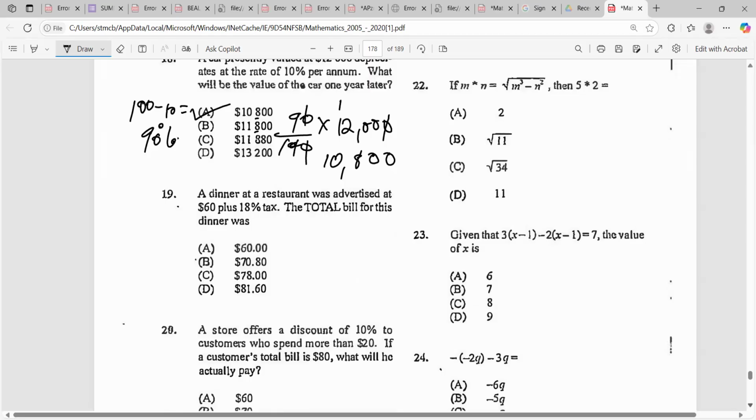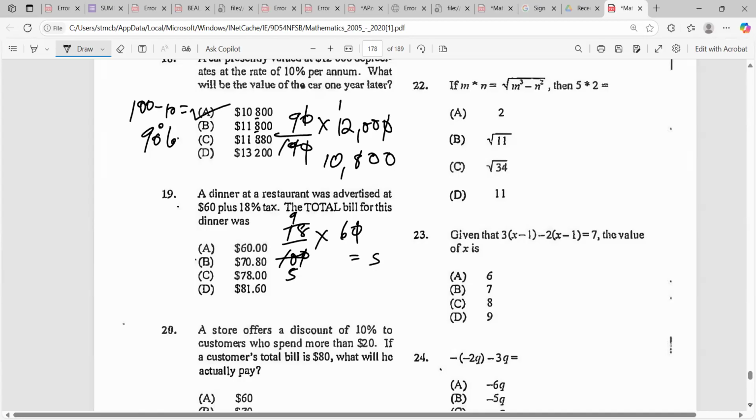Number 19 says a dinner at a restaurant was advertised at $60 plus 18% tax. The total bill for this dinner was... so if you have 18% tax, it means that it's going to increase by 18%. We can find 18% of the total, which is the $60. All right, so this cancels this. We're going to use 2. So these are 5. These are 9.